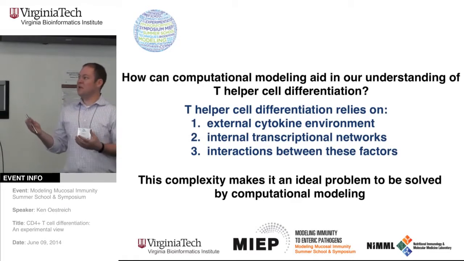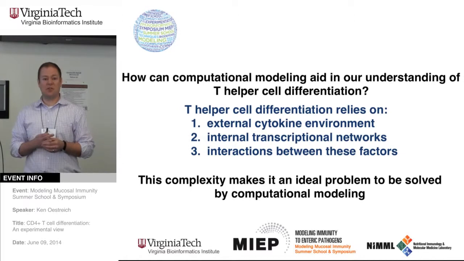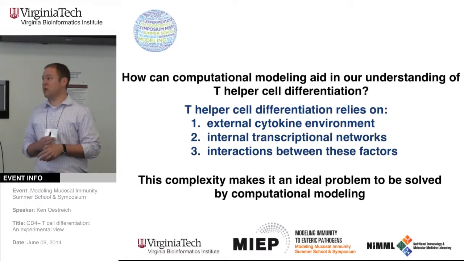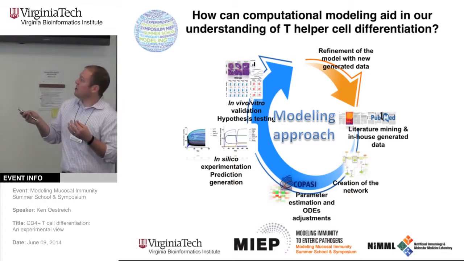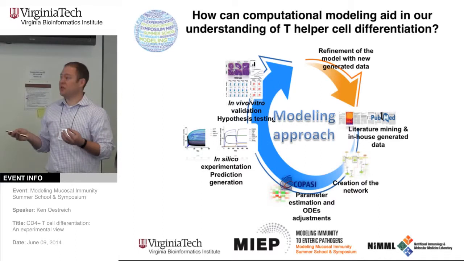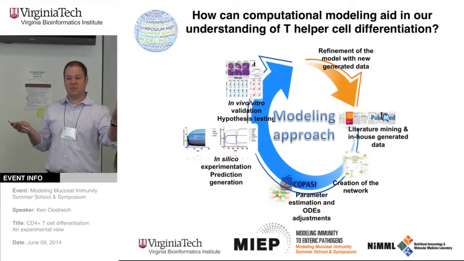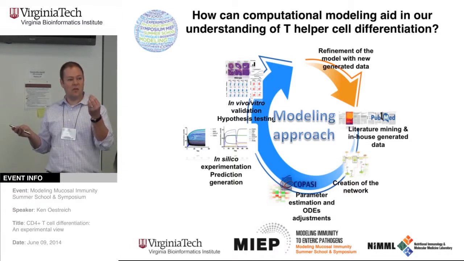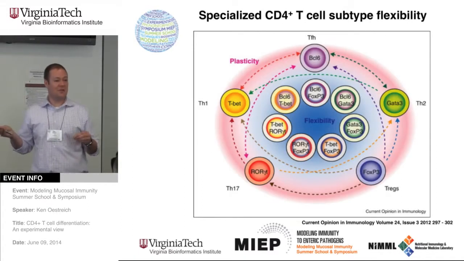This complexity makes it an ideal problem to be solved by all the tools that we have available: not just wet lab research at the bench, but also the computational modeling techniques that you're going to be learning about over the next week. I borrowed this slide from Audrey, who's giving the next talk. If we can generate in vitro and in vivo data using wet lab approaches, we can throw that into computer models and go through predictions using software like COPASI and other programs. This comes up with new testable hypotheses that we can take back to the bench, and the cycle goes on until we have a much more comprehensive understanding of T helper cell differentiation.